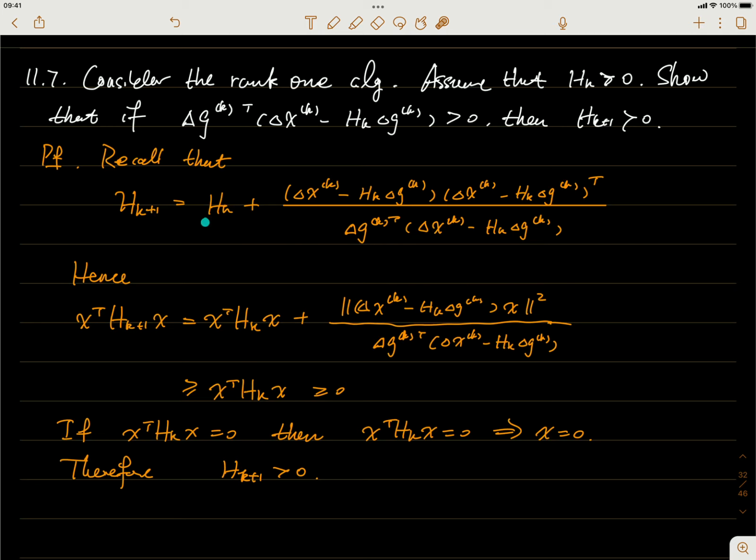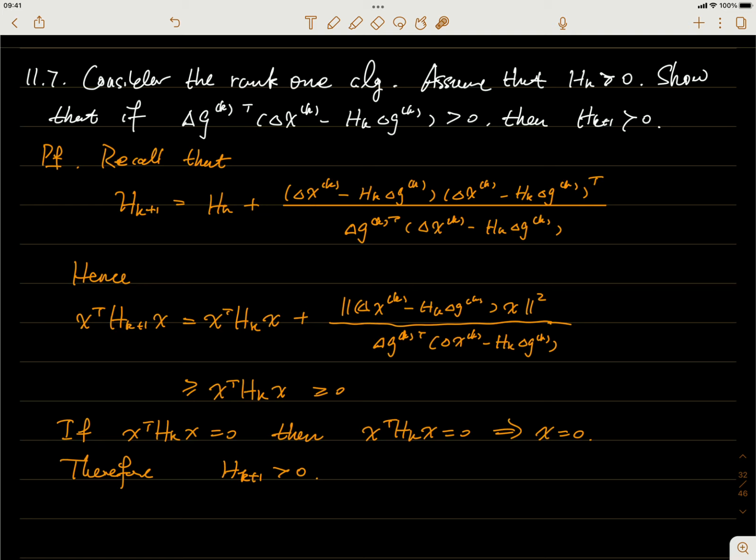Now the question is, if this is positive definite and this denominator is a strictly positive number, then this H_{k+1} matrix must also be positive definite. And to show that, we know that we just need to multiply x transpose and x on both sides, and we want to show that this number, which is a scalar, right? We want to show that this is a positive number as long as x is non-zero.